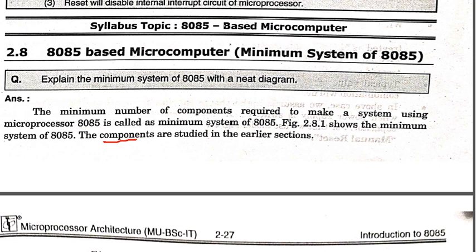So the components are studied in the earlier section. ठीक है, तो अर्लियर सेक्शन में हमने जो कंपोनेंट्स स्टडी किए, ठीक है, तो उनका हमें यूज़ करना है यहाँ पे 8085 बेस माइक्रो कंप्यूटर सिस्टम को डिज़ाइन करने के लिए. So first we see simply a circuit diagram for this 8085 microcomputer system.